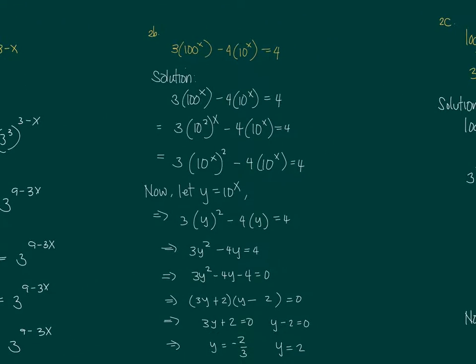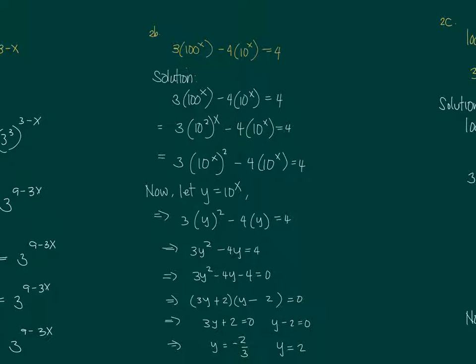So you have 3 to the 100x minus 4 times 10 to the x equals 4. So this is a case in which you have to change it into 10 to the x. Okay, so I could see a clue here. This is 100x, and 100x can be expressed as 10 to the x, which we could see here. So I know that 100 is 10 squared, so I change it into 10 squared. Okay, and then I copied the other expressions.